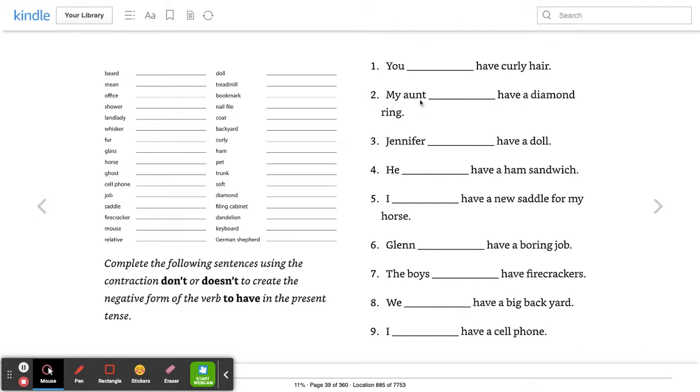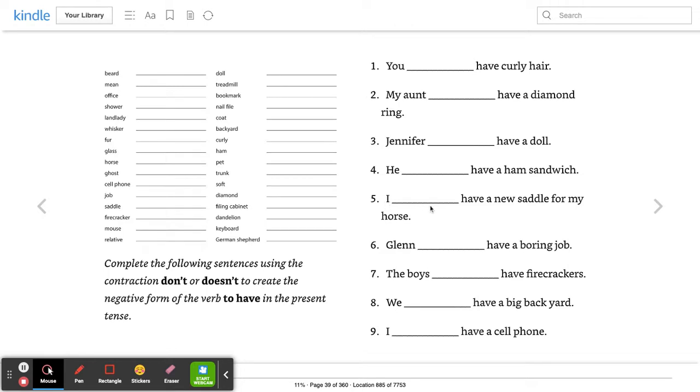2. My aunt blank have a diamond ring. Should we put don't or doesn't? Doesn't. My aunt is she, so she doesn't. You don't, she doesn't. Jennifer is also she, so Jennifer doesn't have a doll. Let's continue through 12. He blank have a ham sandwich.